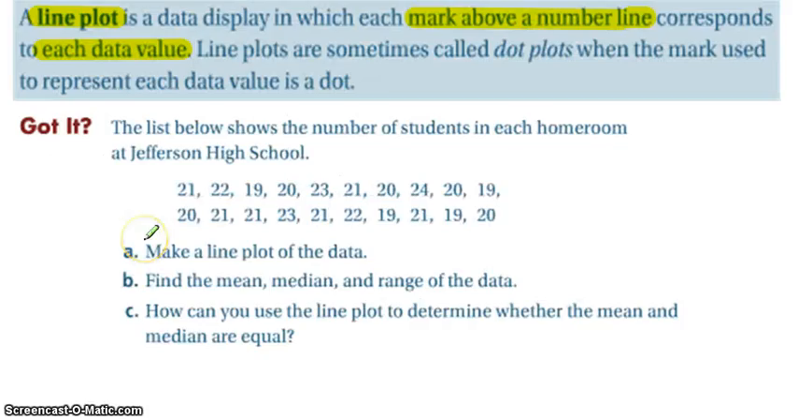Now we want to talk about a line plot. A line plot is nothing more than a very simple histogram that just uses a mark above a number line to correspond to each data value. So now instead of using bars, you'll just use marks. We can use dots if we want to have a dot plot, or you can use X's, or you can use really any symbol that you want.